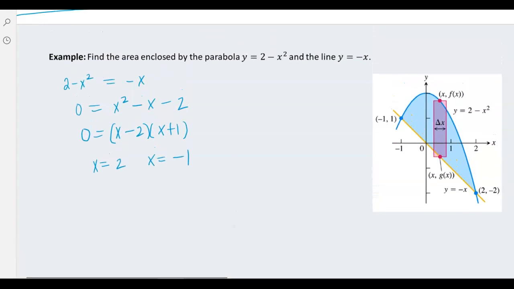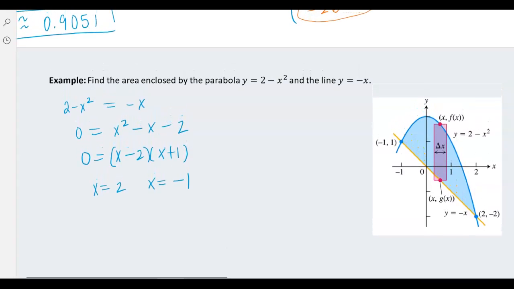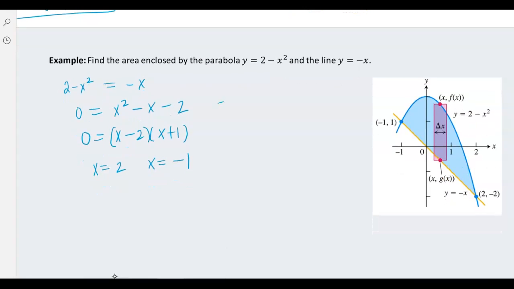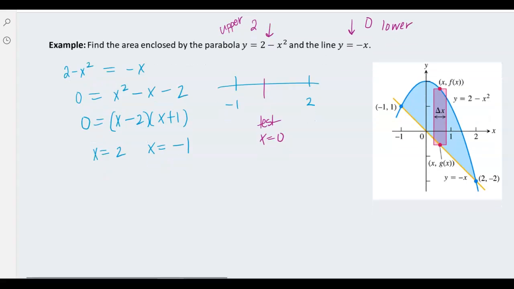So the other thing that I need to do if I'm not sure from the graph is pick a test point on this interval. I need to pick a test point between -1 and 2 to figure out which of the two graphs is actually the upper graph and which is the lower graph. So maybe I would pick a test point at 0. Let's test x equals 0. If I plug 0 into this one, I'm going to get 2. And if I plug 0 into this one, I'm going to get 0. So I'm just verifying that this is, in fact, the upper function and this is the lower function. So I know which one to subtract off.